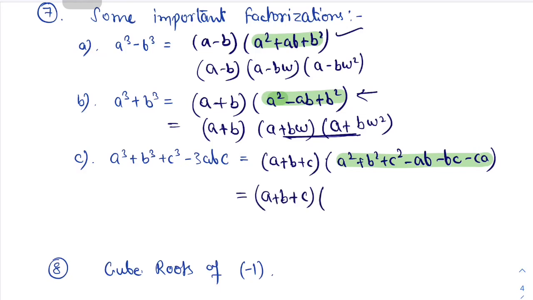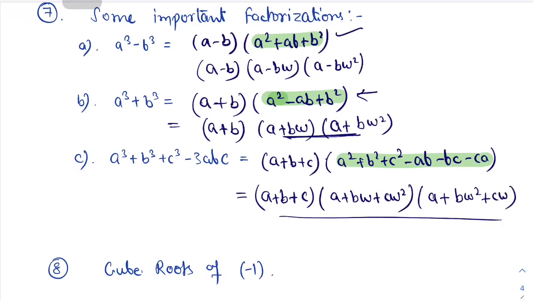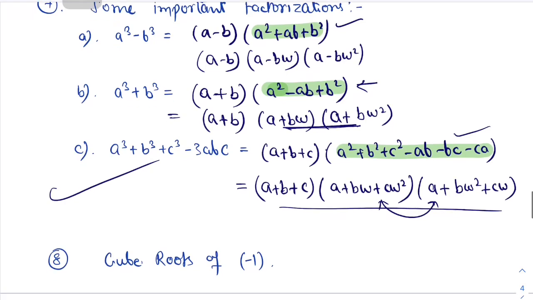(a plus b plus c) into (a plus b omega plus c omega square) into (a plus b omega square plus c omega). Okay, you can easily multiply these two factors to get this a square plus b square plus c square minus ab minus bc minus ca. Okay, so these are some important factorizations.